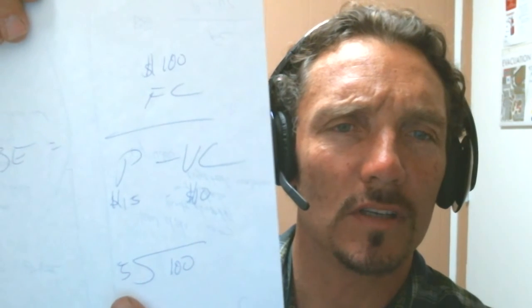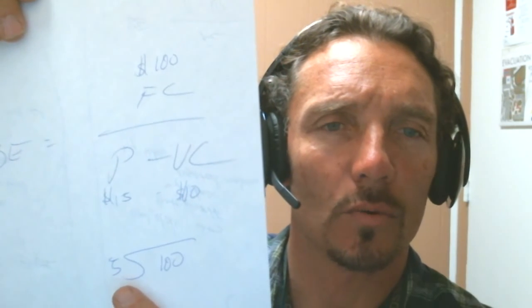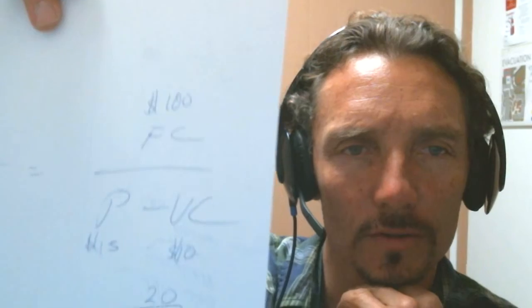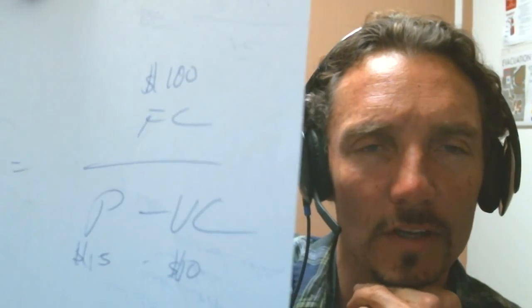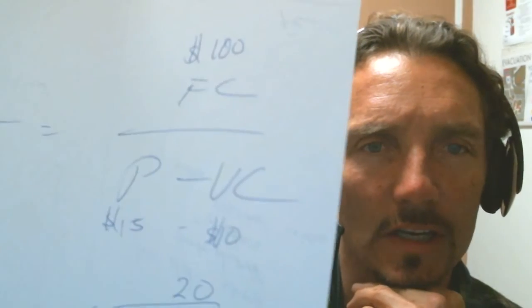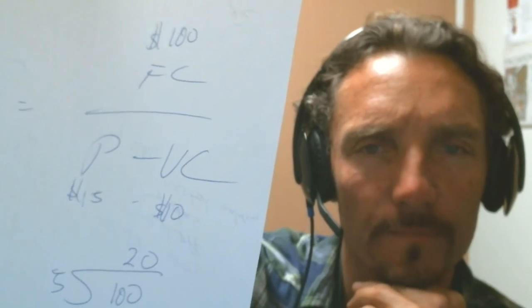15 minus 10 is the 5. And how many shirts do you need? It'd be 20 shirts, right? 5 into 100, 20 shirts. So you knew that if you had fixed costs of $100 and you're selling shirts at $15 a piece, and they each cost you $10 to make, you would break even once you sold 20 shirts. Now that's not very good to work and only break even. You'd want to obviously build in some profit as well.